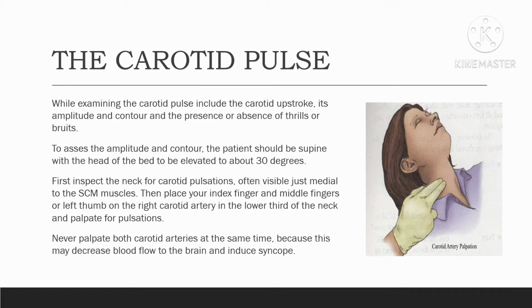The carotid pulse. While examining the carotid pulse, include the carotid upstroke, its amplitude and contour, and the presence or absence of thrills or bruits. To assess the amplitude and contour, the patient should be supine with the head of the bed elevated to about 30 degrees. First, inspect the neck for carotid pulsations, often visible just medial to the sternocleidomastoid muscles.